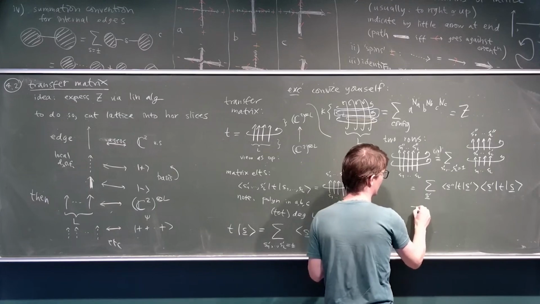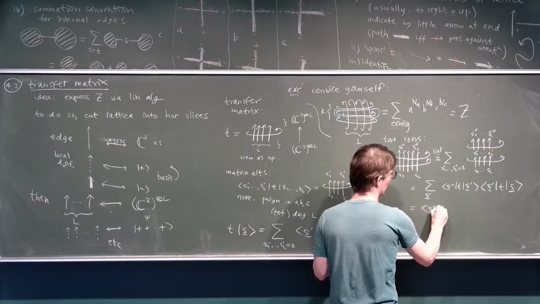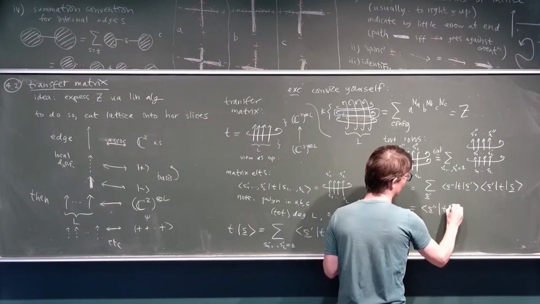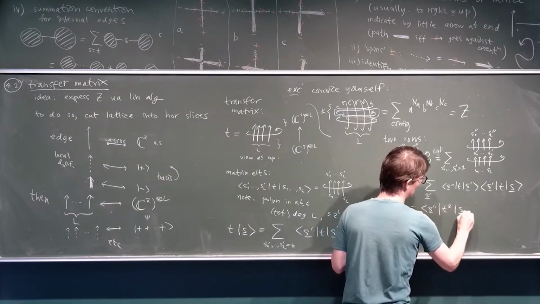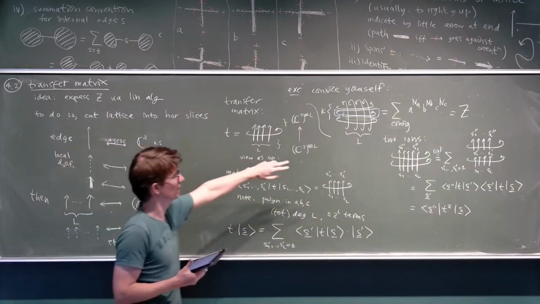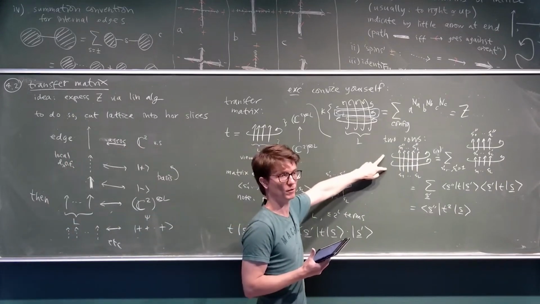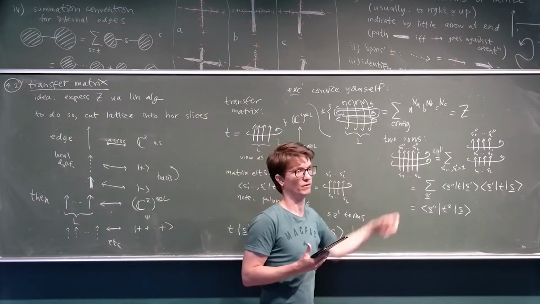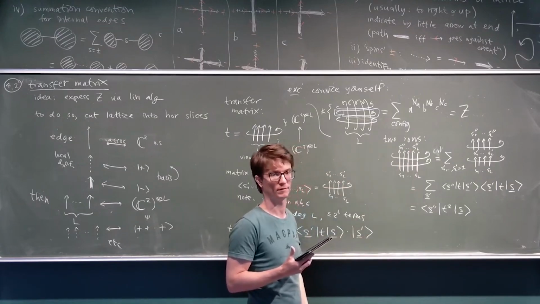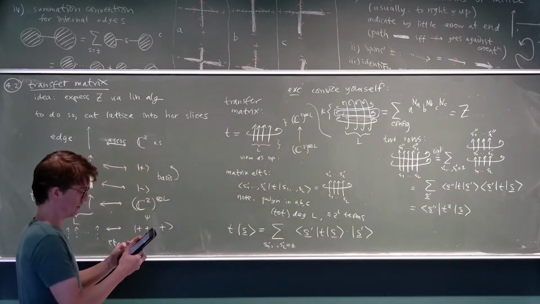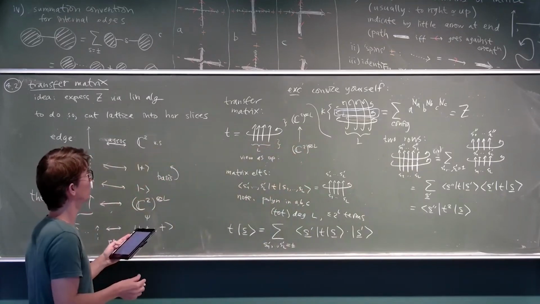In other words, what I'm going to get here is a sum, the bra of S double prime, and then T times T, so T squared, and then S. Like this. So we see that 2 rows corresponds to the matrix element of T squared if I fix the spins on the external edges. All right, so that's pretty good.